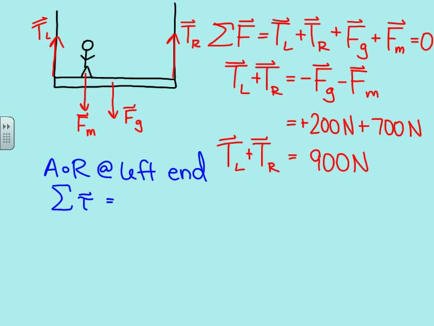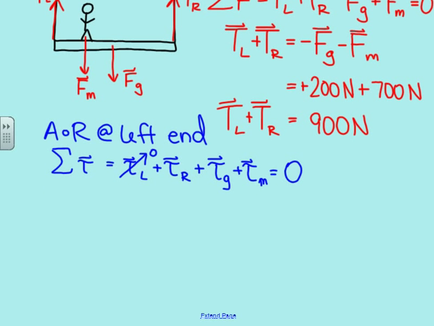I like to make a note to myself so that I remember as I'm making this net torque equation. Because the axis of rotation is at the left end, that left tension will not have a torque. Its torque will be 0. So I have 3 other torques. The torque from the right tension, plus the torque from gravity, plus the torque from the man. Those all added together must be 0.